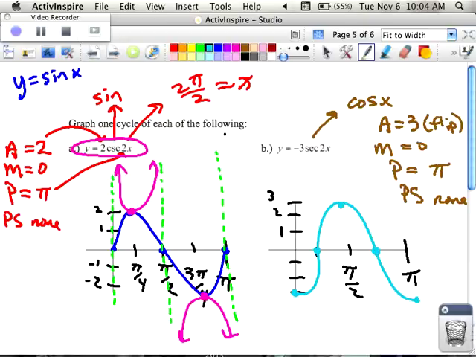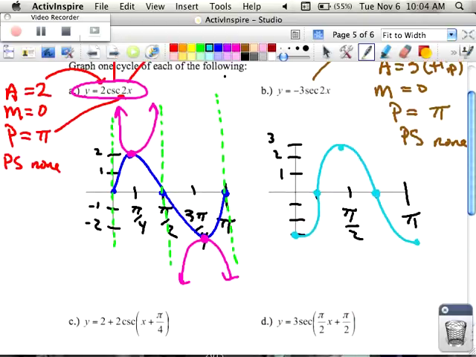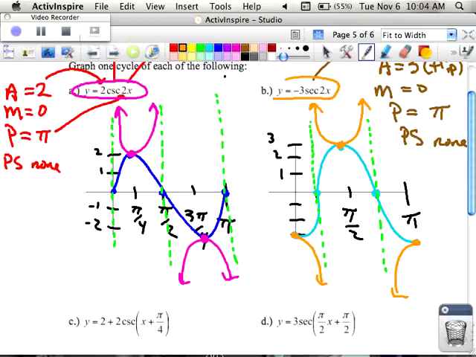After I flip it, the thing to remember is you always put your asymptotes wherever you see the graph crossing the midline. So when I look at this, I see this cosine graph crossing the midline at pi over 4 and 3 pi over 4. And then to do my final graph, I take this cosine graph and I flip the valleys into mountains. I flip the mountains into valleys. And what I will see is in this orange graph, I have the graph of -3 secant of 2x.